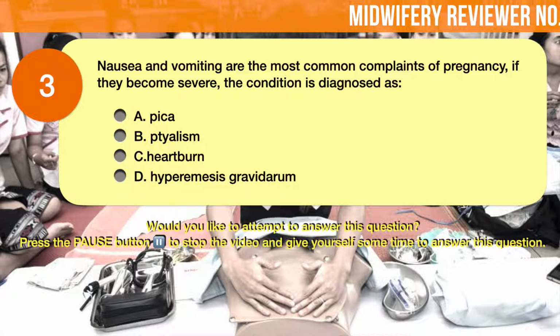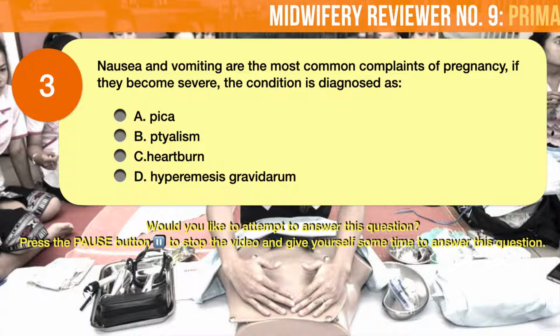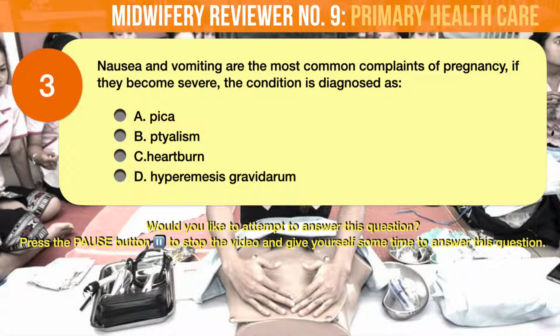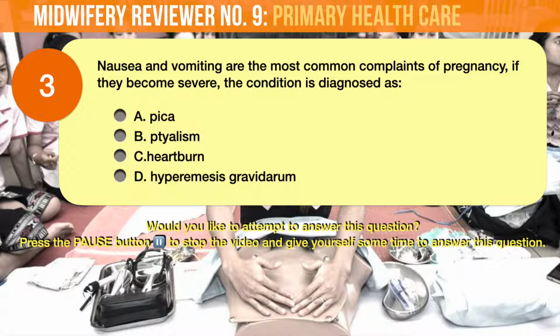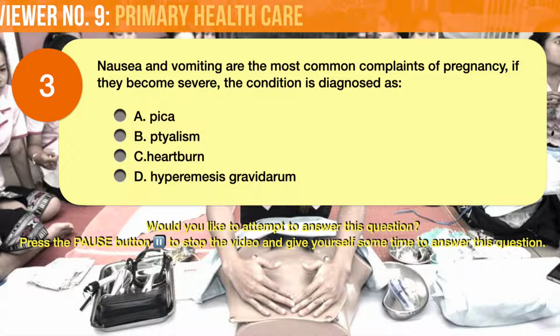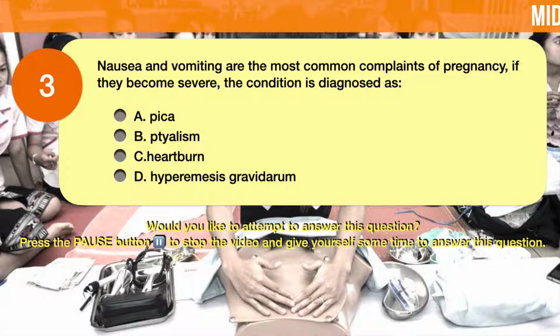Question number 3. Nausea and vomiting are the most common complaints of pregnancy. If they become severe, the condition is diagnosed as A. Pica. B. Tilism. C. Heartburn. D. Hyperemesis gravidarum.